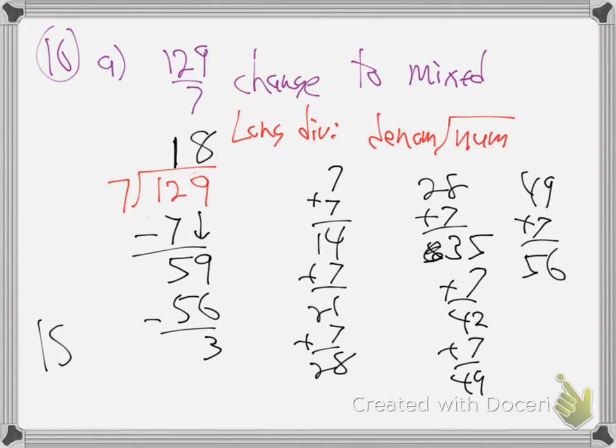So, okay, what's the answer then? It's 18 and 3/7, isn't it? It's always bottom over left. We good? Feel free to stop me.